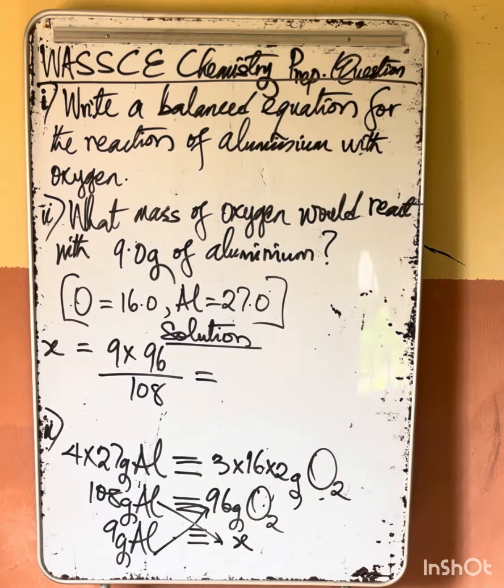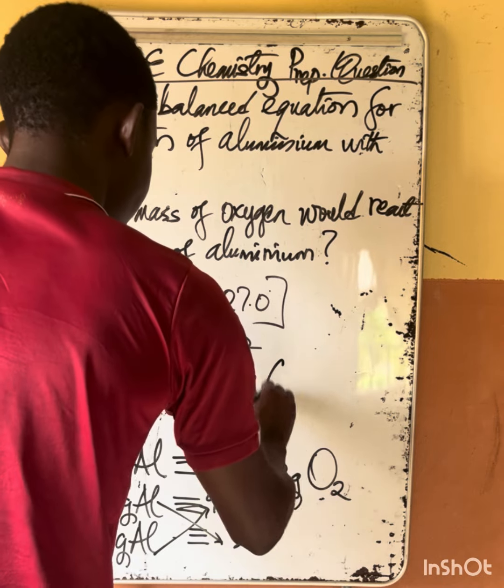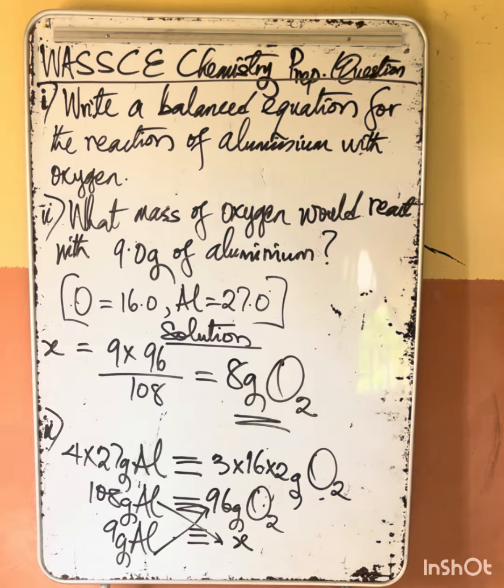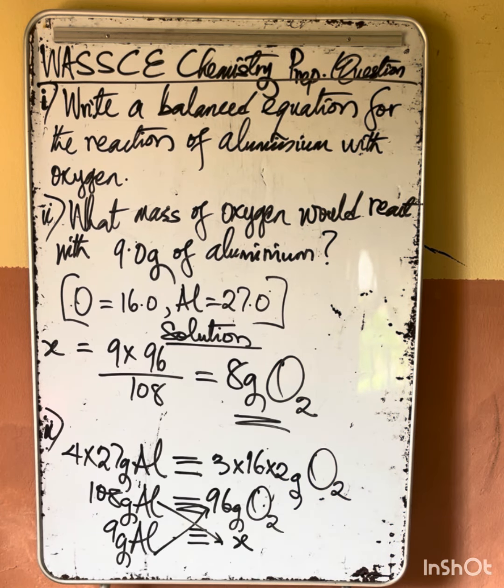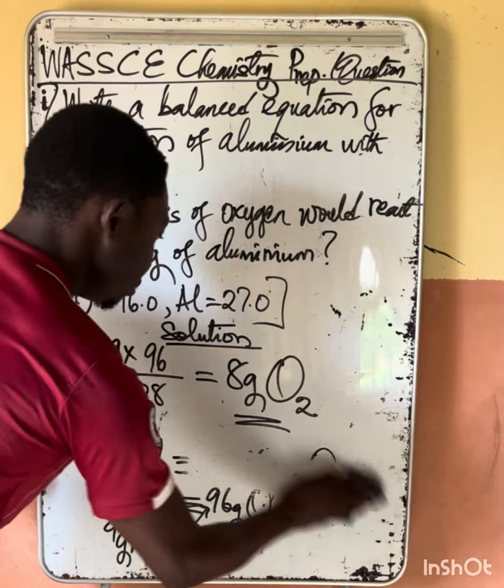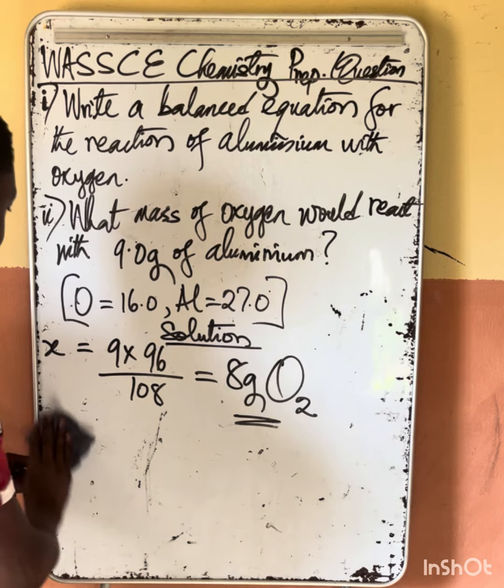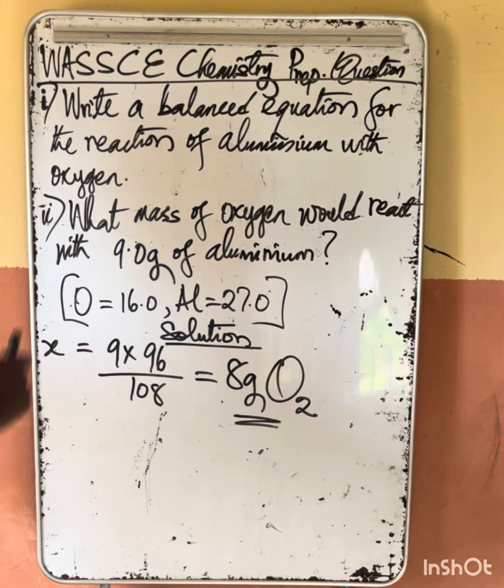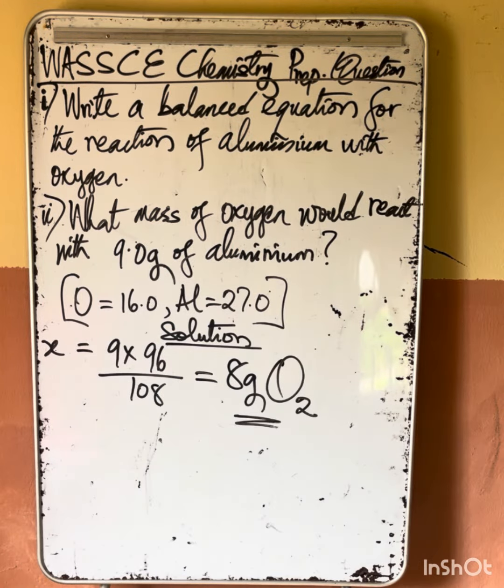If we do this little math, we have 9 times 96 divided by 108. That will leave us with 8 grams of oxygen. It is this simple. Indeed, this is our final answer. I'm rubbing this off so that you realize that this is the final answer to sub number 2. So it is this simple.